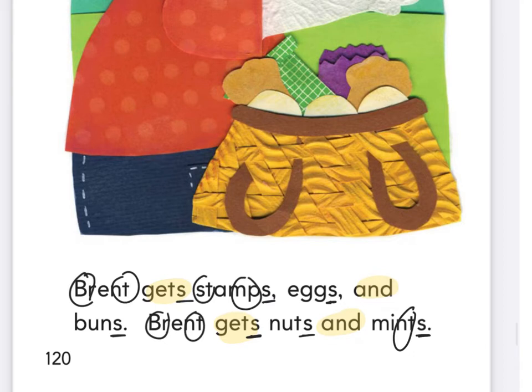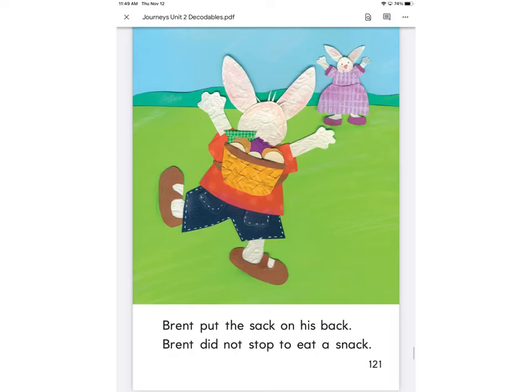Like bread. Like you use for a hot dog, or maybe that you use for a hamburger. Okay. Nuts. What are mints? They're candy, yeah, and they kind of make your breath smell better. Now, all these words, stamps, eggs, buns, nuts, mints, are those singular or plural nouns? Plural. Plural, because it means what? More than one. More than one, good. Well, for not having a list, he got a lot of stuff, didn't he? All right, look at the next page.